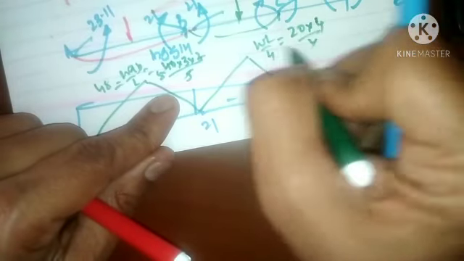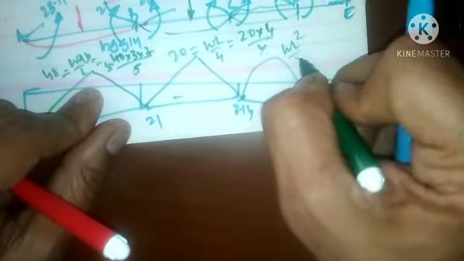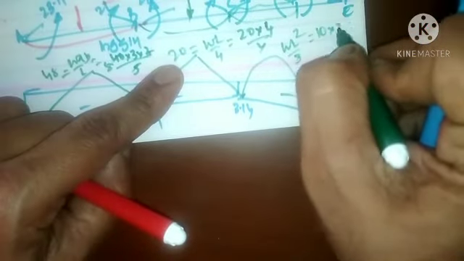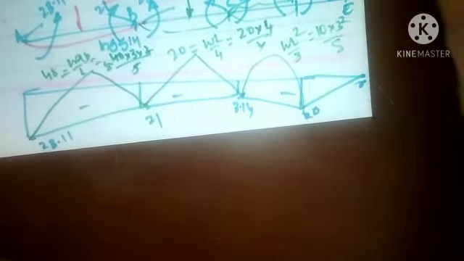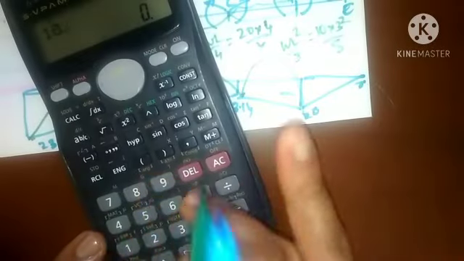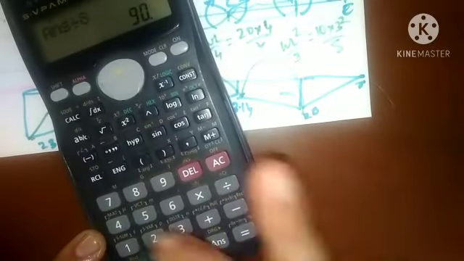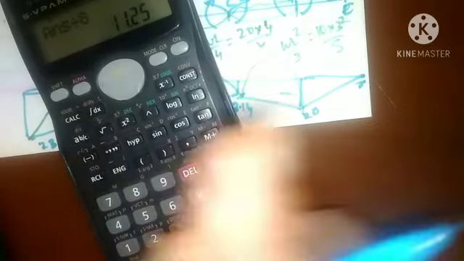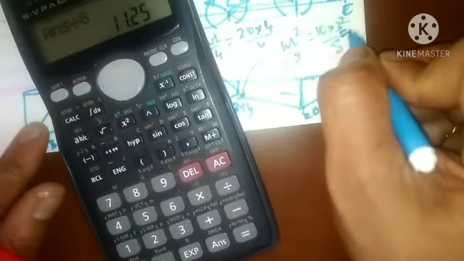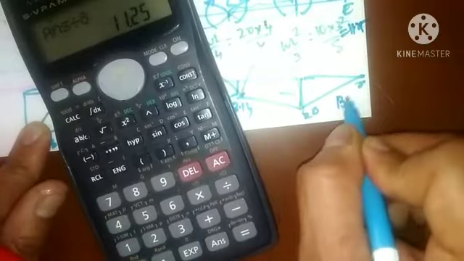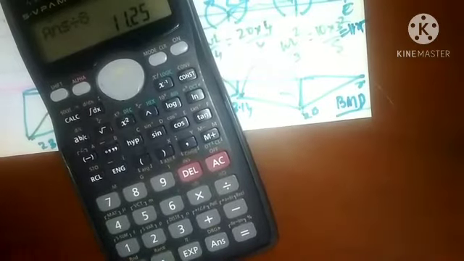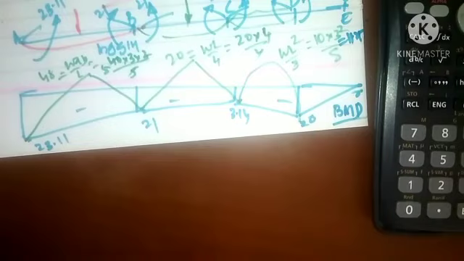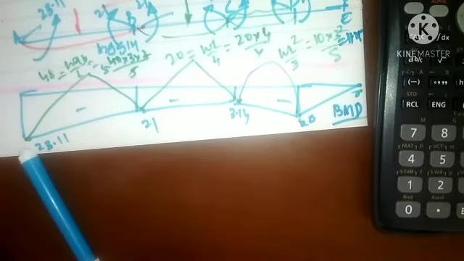Next is the UDL, which will sag, and the value is WL square by 8, which is 10 into 3 square divided by 8. So 10 into 9, since 3 square is 9, divided by 8, and the value will come as 11.25. So this is the bending moment diagram that will be drawn for a continuous overhang beam by the moment distribution method. Thank you. Have a nice day.